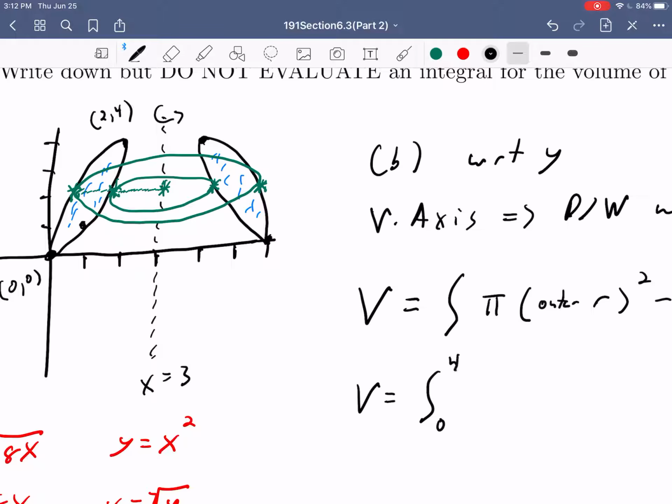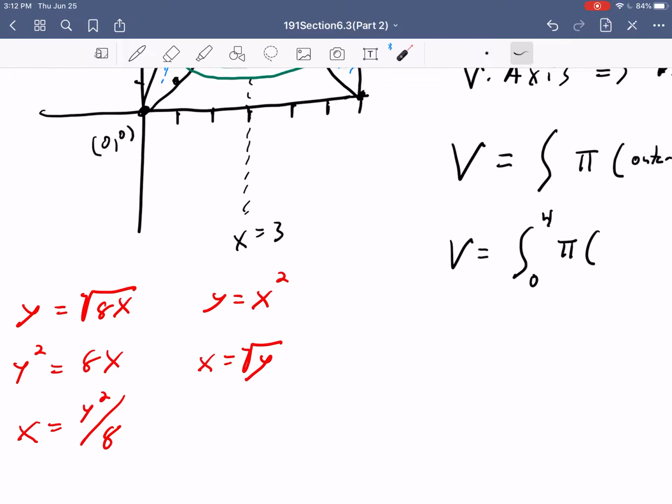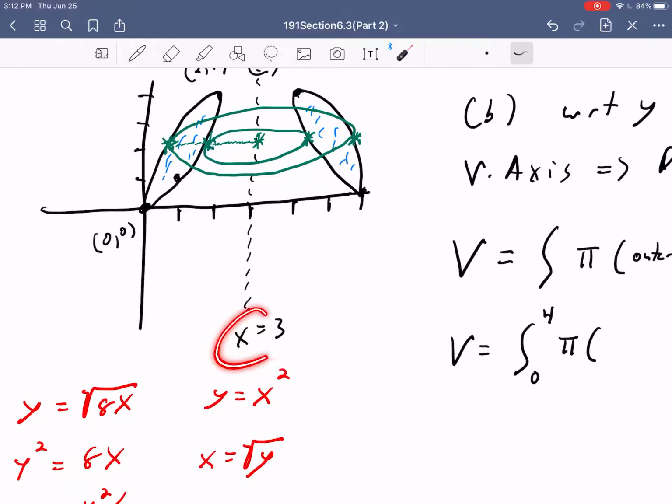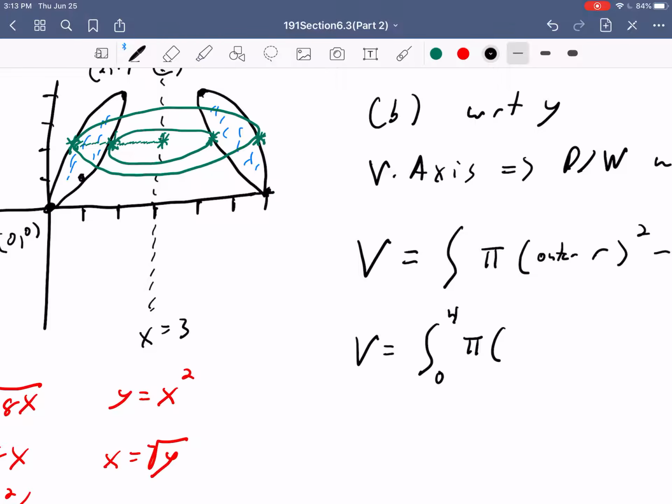So 0 to 4, pi. Outer radius is measuring from here out to there. This curve here, we said, was the square root, so it's the square root of y squared minus 8. Now, it has to be measured to this. This guy is going to be definitely larger. X equals 3 is further out to the right here. So we would be measuring from 3 back to this. So we should have that as 3 minus y squared over 8, squared.